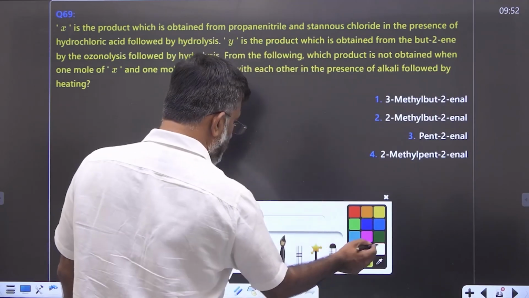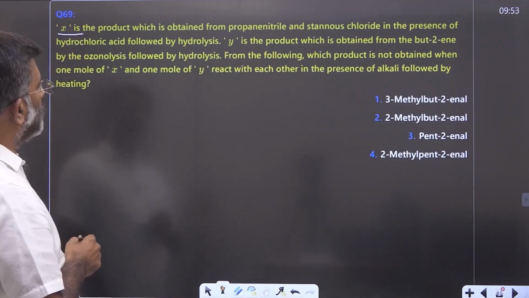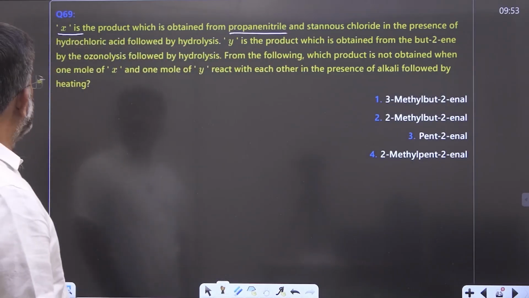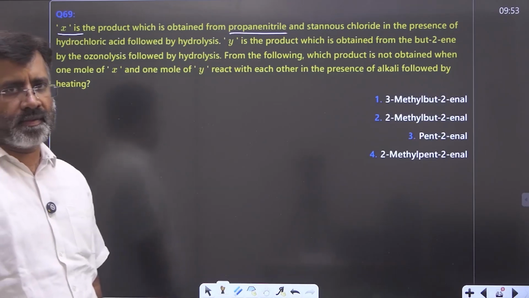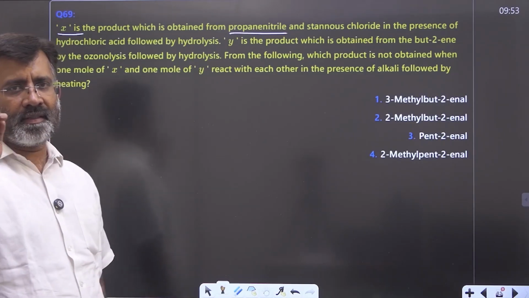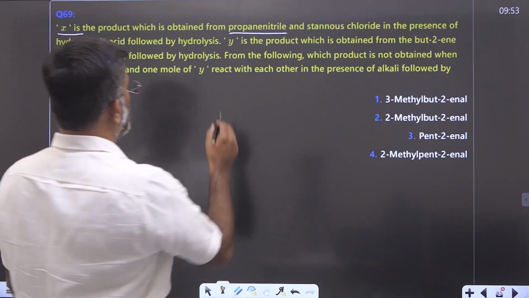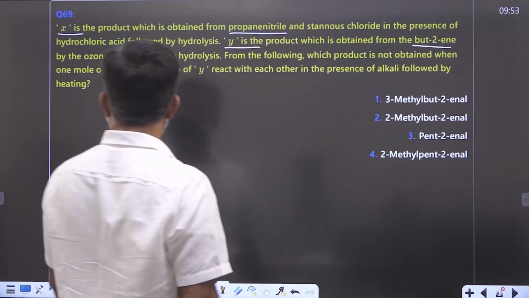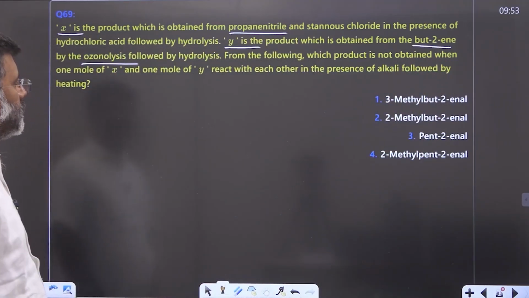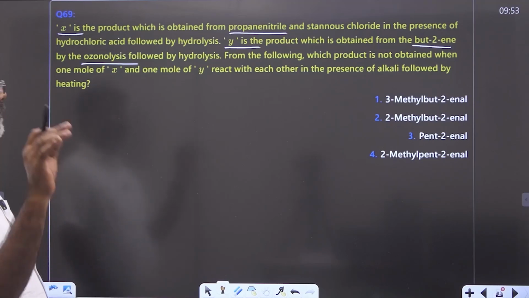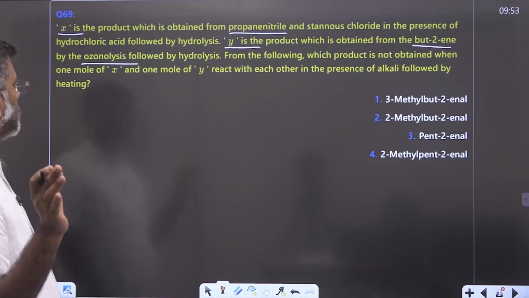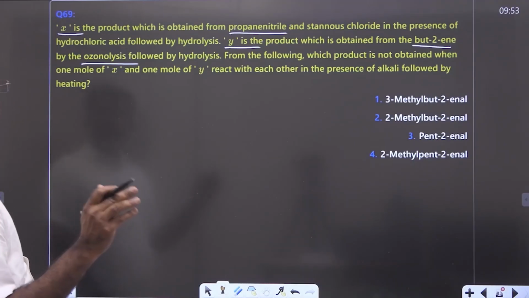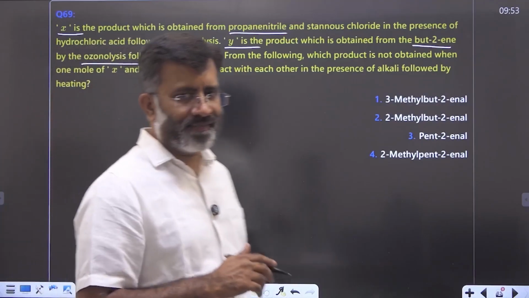Question number 69. X is the product which is obtained from propane nitrile treated with stannous chloride in presence of hydrochloric acid followed by hydrolysis. Hope you understand, we are talking about a Stephen reduction. And Y is the product which is obtained from butene undergoing ozonolysis followed by hydrolysis. From the following, which product is not obtained when 1 mole X and 1 mole Y react with each other in presence of alkali followed by heat? That is the question.